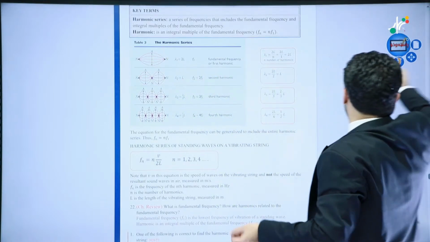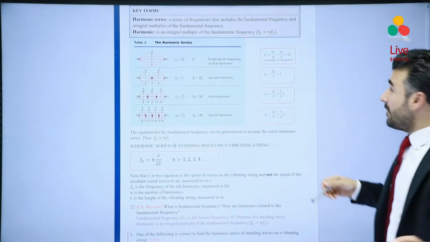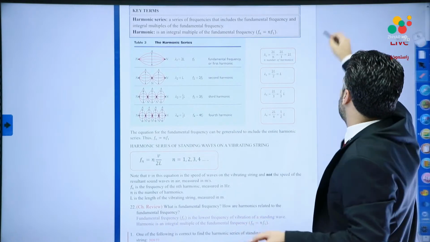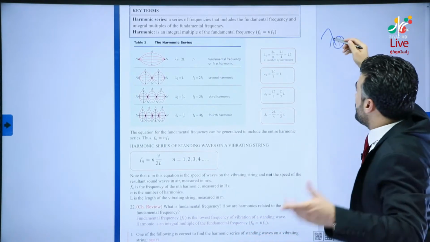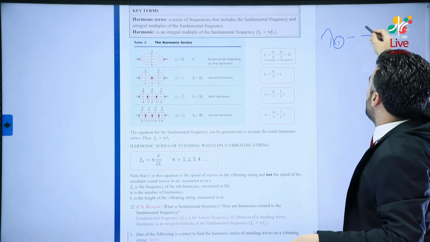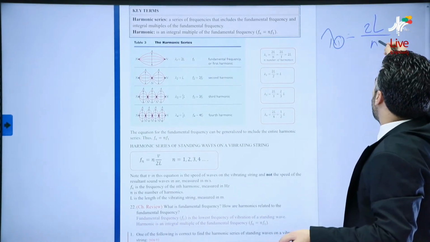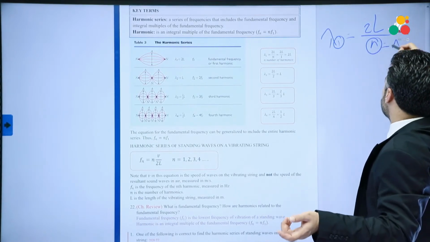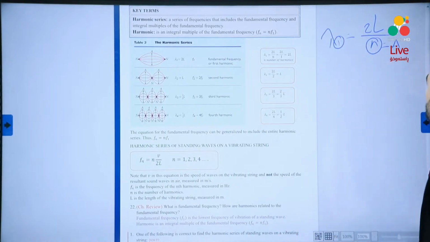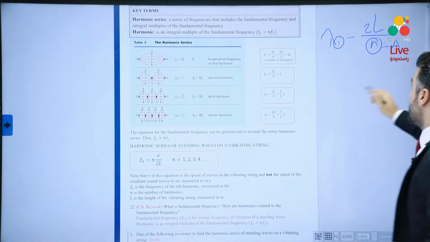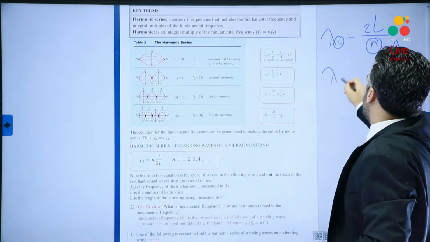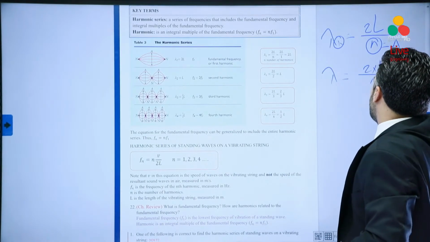And of course, to find the wavelength, we can always use this equation. Wavelength for the fundamental, that would be n equals 1, yes? Equals 2 times the length divided by n. Or, by the way, this n on a string is equal to the number of antinodes as well. Since it is the first harmonic, we say 2 times the length divided by 1.